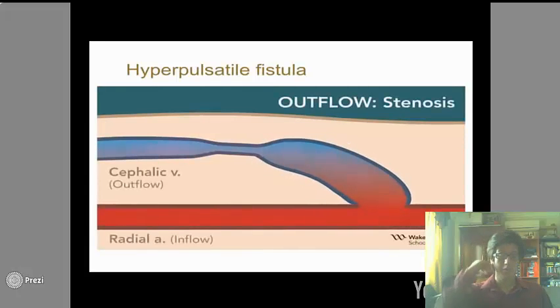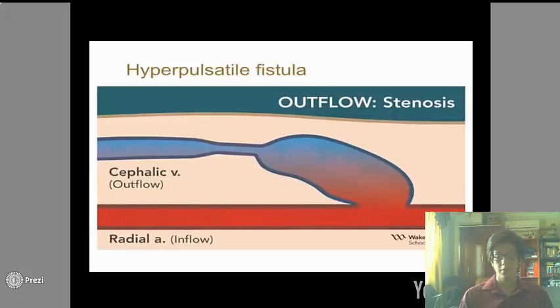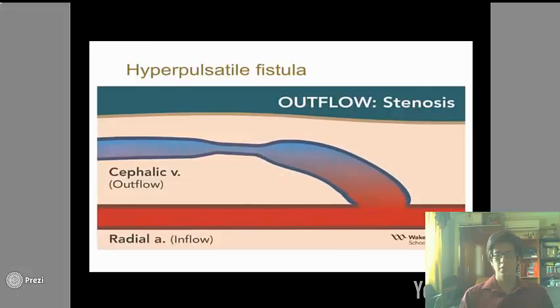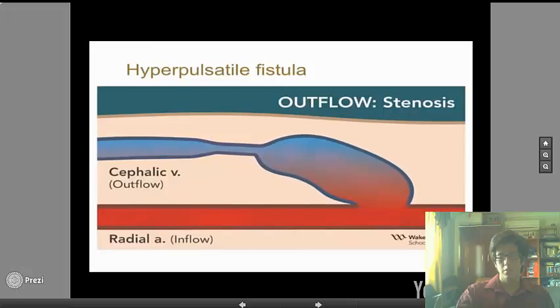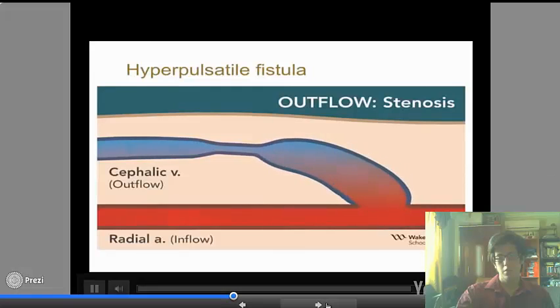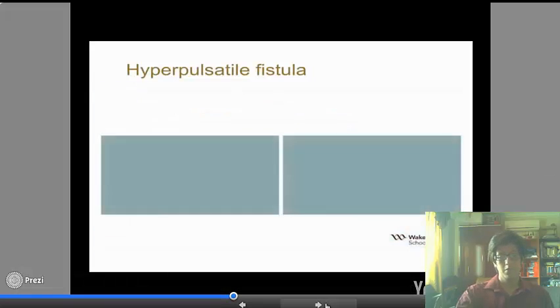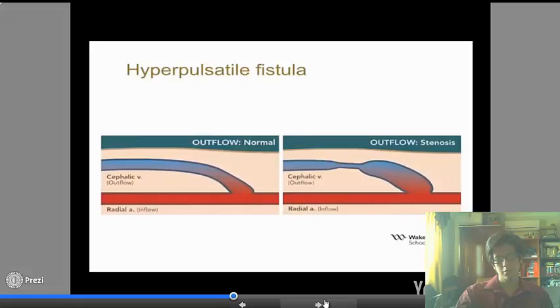The second part of the animation will show stenosis in the outflow tract, and distal to the stenosis, the segment of the fistula becomes hyperpulsatile. This distal segment is firm, and as you can see, has a very strong pulse because of the transmitted arterial pressure through the anastomosis. Again, the panel on the left shows normal, soft pulsations transmitted all along the outflow tract. The panel on the right shows stenosis, and distal to the stenosis, the segment is hyperpulsatile.